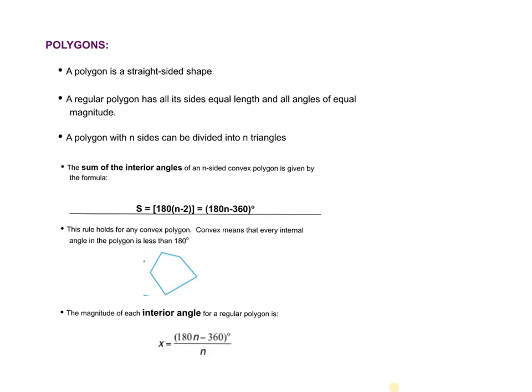Okay, so this lesson is on polygons. A polygon is a straight-sided shape. What we mean by that is, as long as the sides are all straight, yeah? Straight-sided shape. So if you have a regular polygon, it means all its sides are equal length.